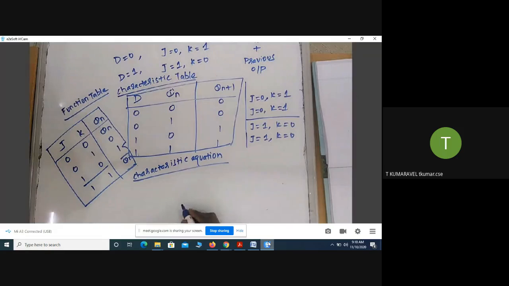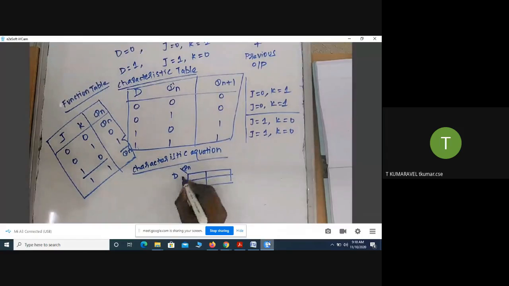Okay, how do you do that? So there are four input combinations available. For that, you take two variable columns, D and Qn. Okay, 0 1 0 1. Then fill up the table. What are the places where the output value equals 1? 1 0, 1 0 1 0 here, 1 1 1 1 here.